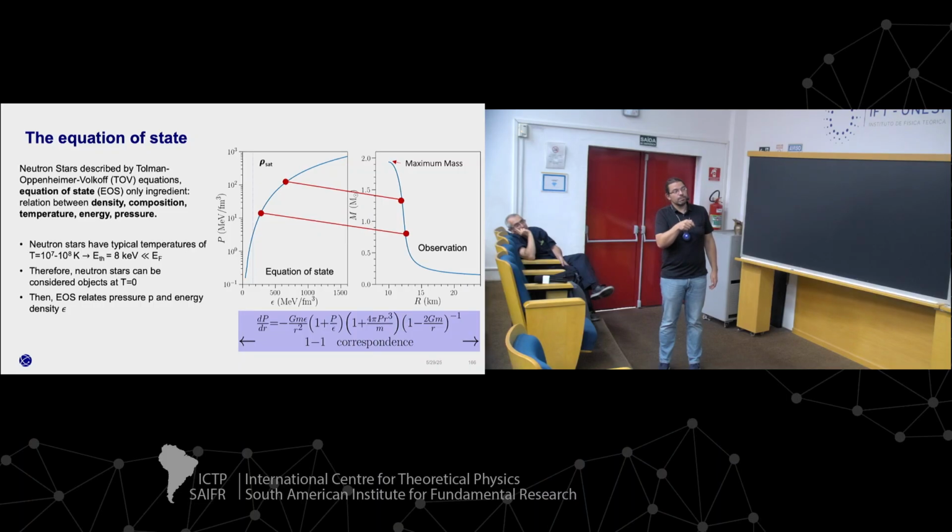But the correspondence between these curves is 1-to-1. So if we know this curve, we know the mass-radius relation. If we measure this to arbitrary precision, we know the equation of state. And this is how we can relate our interactions to the neutron star observations.